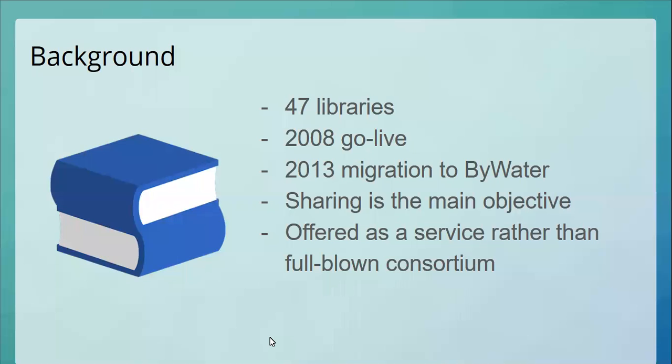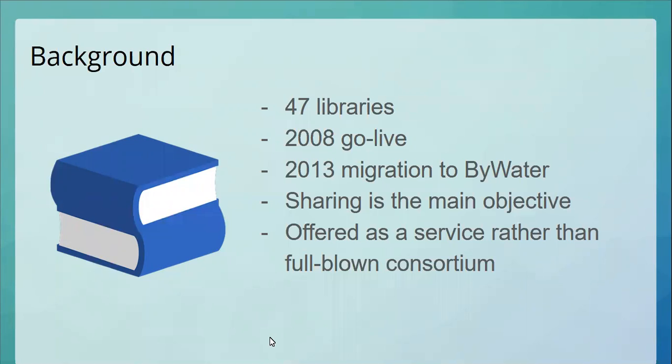Okay, so just a little more background on our consortium. We have 47 libraries. We went live on Koha in 2008, so we celebrated our 10-year anniversary last year. We went over to Bywater in 2013, so we've been a Bywater partner for several years now. The whole point of our consortium is sharing. It's to get books from one side of our area to the other. It's a 15-county area in Southeast Kansas.